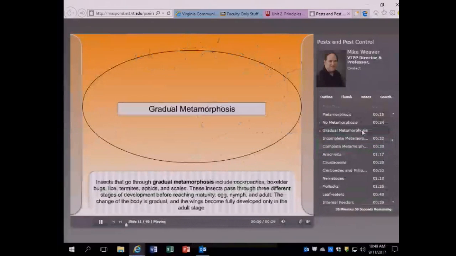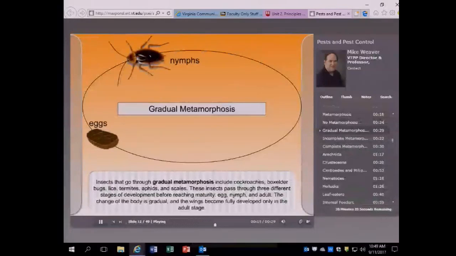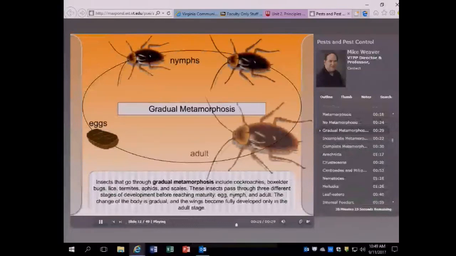Insects that go through gradual metamorphosis include cockroaches, box elder bugs, lice, termites, aphids, and scales. These insects pass through 3 distinct stages of development before reaching maturity: the egg, the nymph, and the adult. The change of their bodies is gradual, and the wings become fully developed only in the adult stage.